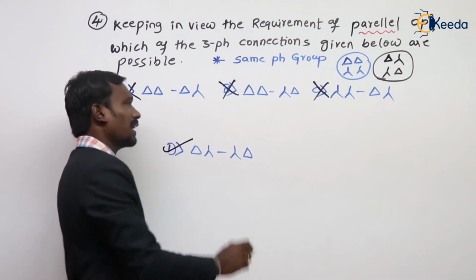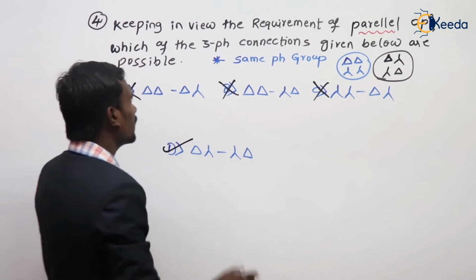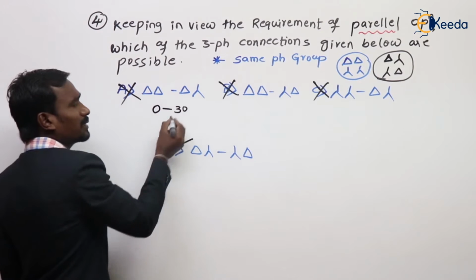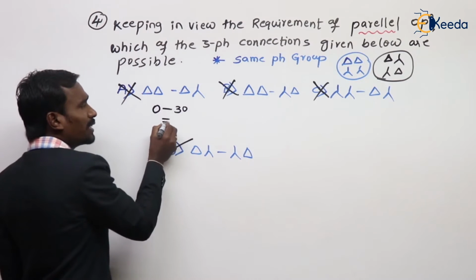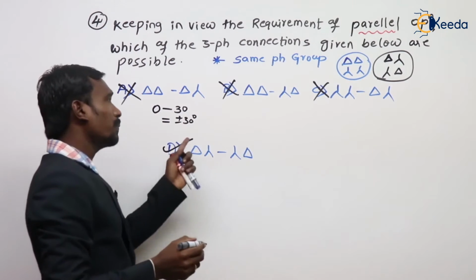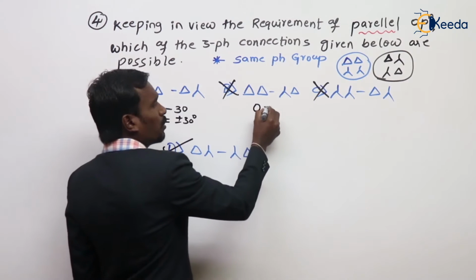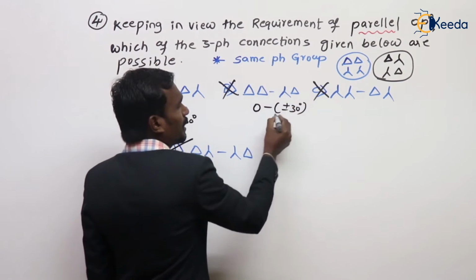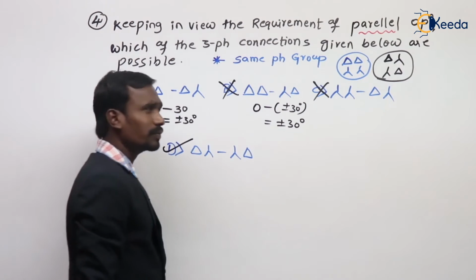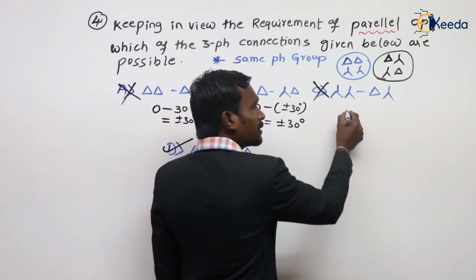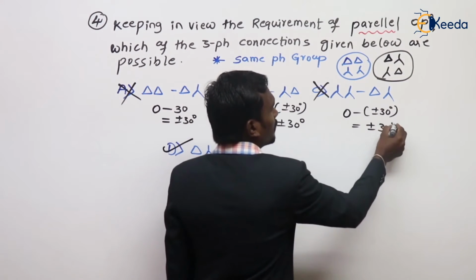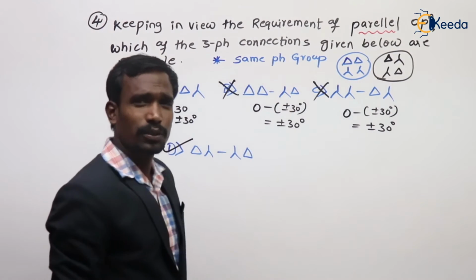So this may be the correct answer. Sir, why is this not possible? Because this is 0 degrees and this is 30 degrees. So the phase displacement is around plus or minus 30 degrees. It should be 0. Here also this is 0 and this is plus or minus 30 degrees, so the answer is plus or minus 30 degrees. This is also not possible. Here this is 0 and this is plus or minus 30 degrees. Again the answer is plus or minus 30 degrees displacement. That is also not possible.